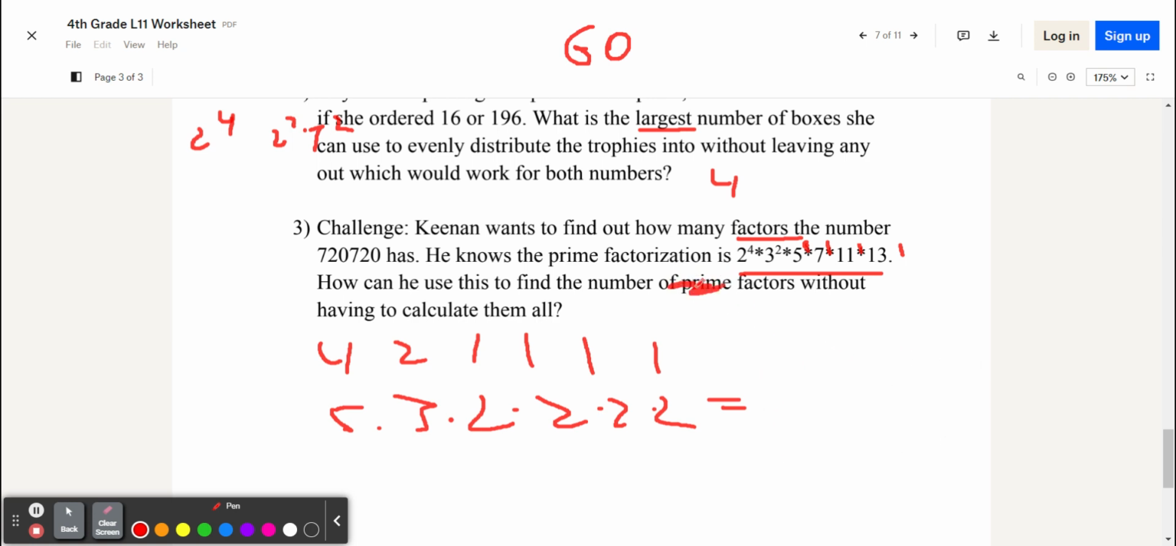Oh, this is not supposed to be prime factors. It's just supposed to be factors. Sorry. So this number is, I believe, 240.